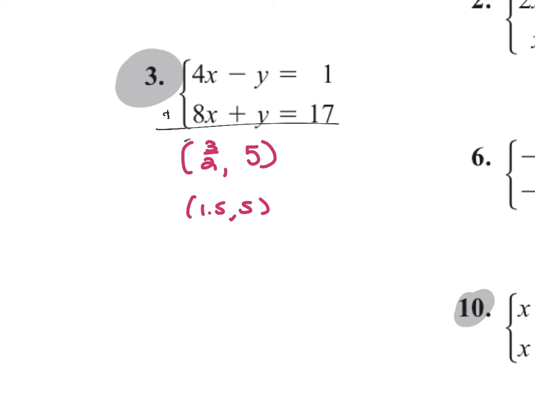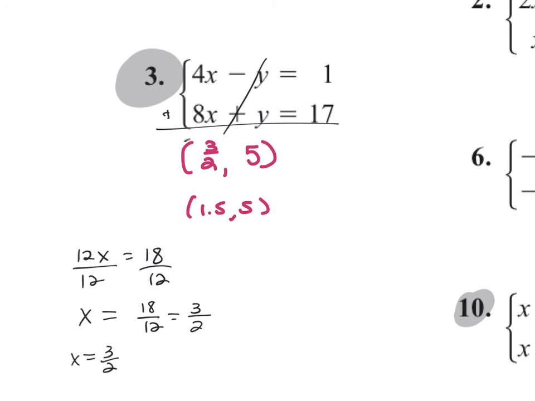I would add these 2 equations and I'd end up with 12x, these cancel, equals 18. And then divide both sides by 12, and I get x equals 18 over 12. And 6 goes into both of those. It'd be 3 over 2. So that's the x coordinate.